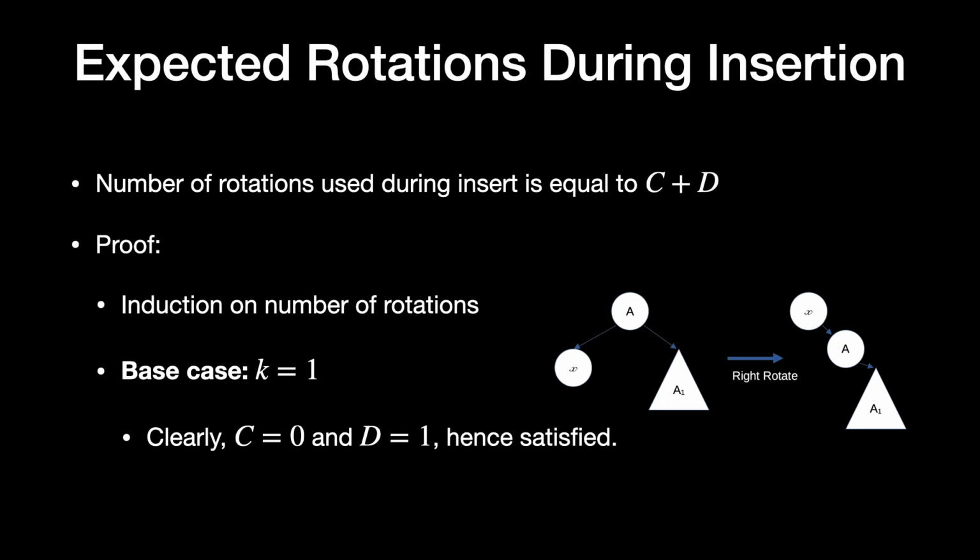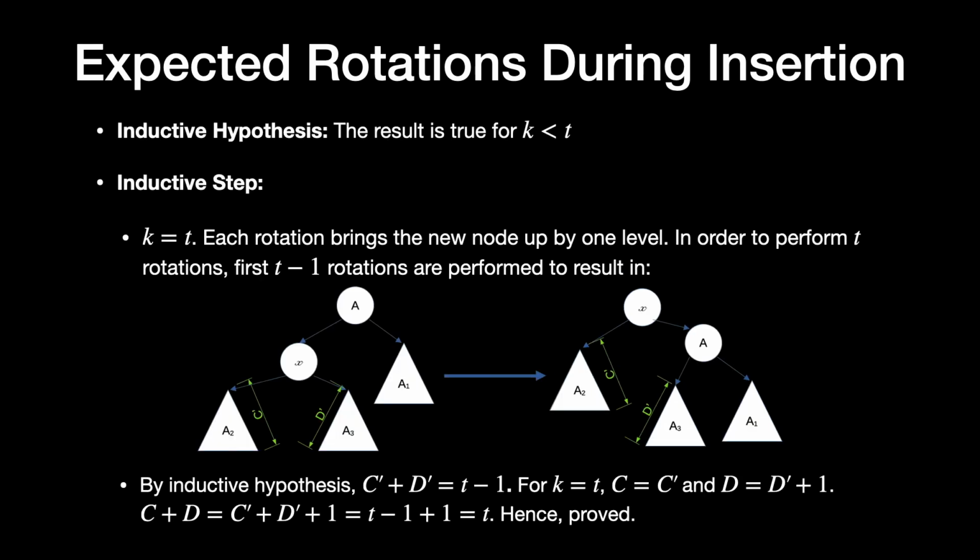So C is equal to 0 and D is equal to 1, and C plus D is equal to 1. Therefore, C plus D is equal to the number of rotations. Therefore, the statement is true for the base case of k equals 1. Next, we claim an inductive hypothesis. The hypothesis is that the statement is true for all values of k less than t. K is, of course, the number of rotations.